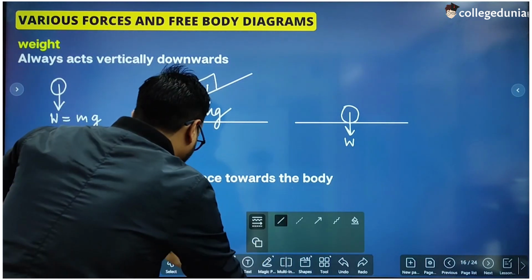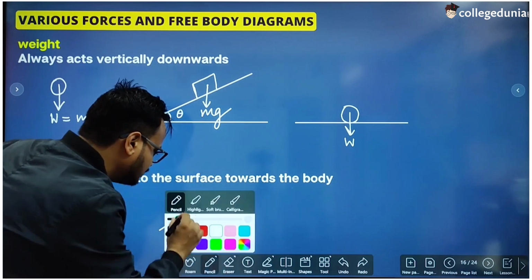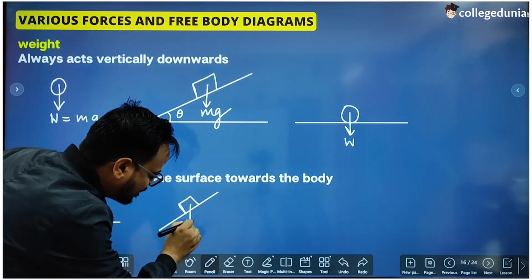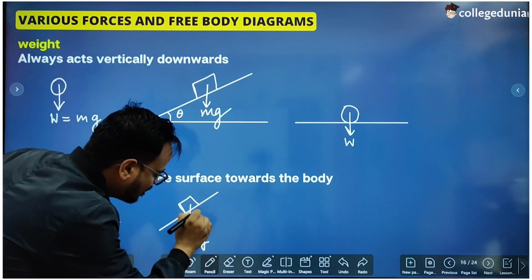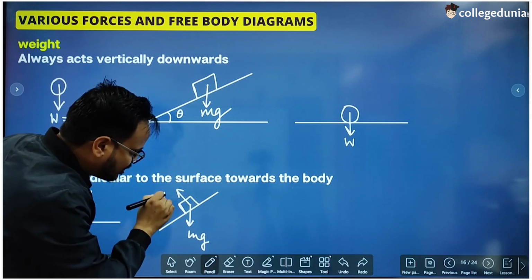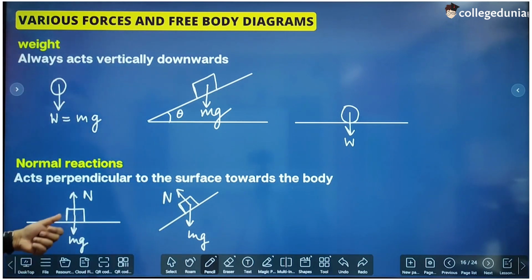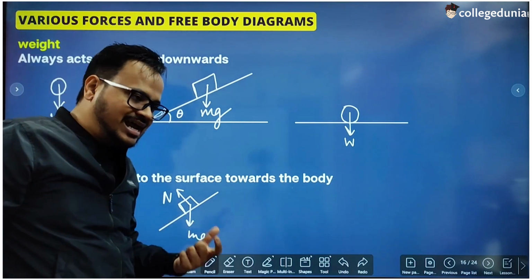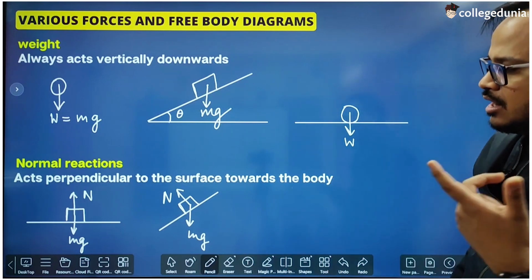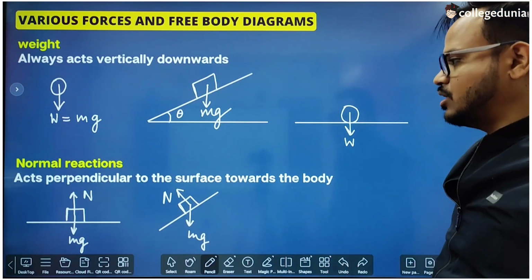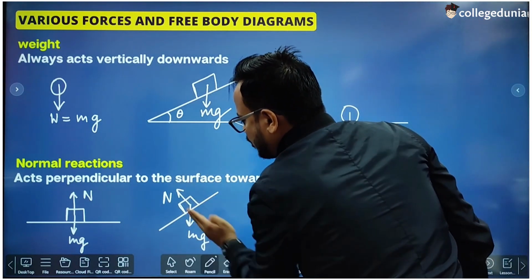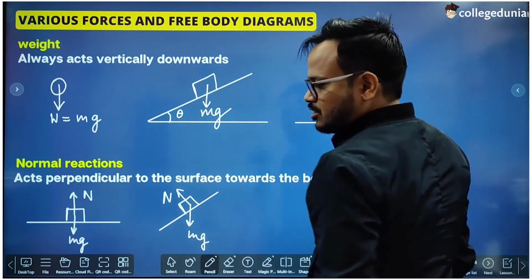On an inclined surface, weight acts in this direction, that we have already discussed. But normal reaction always acts perpendicular to the surface towards the body. Normal reaction is taken by the symbol N, or by capital R. We can use both the symbols, capital N or capital R. I am using capital N. You can use capital R also. It always acts perpendicular to the surface towards the body.